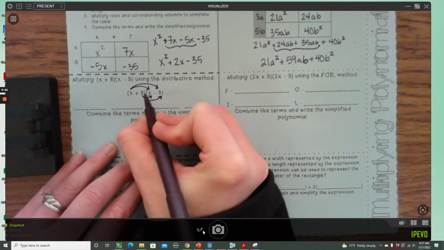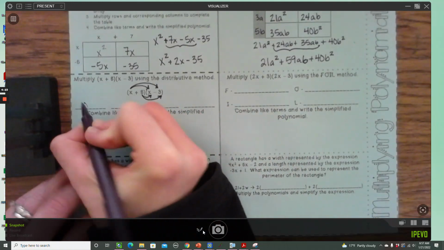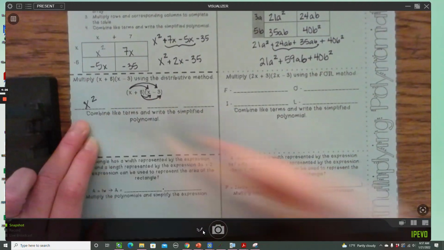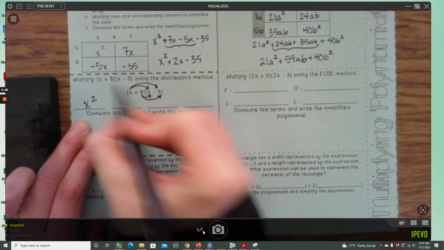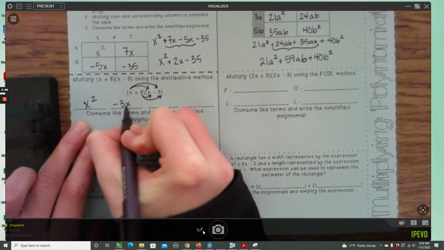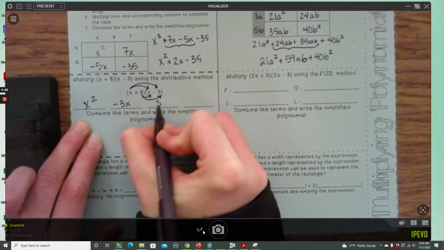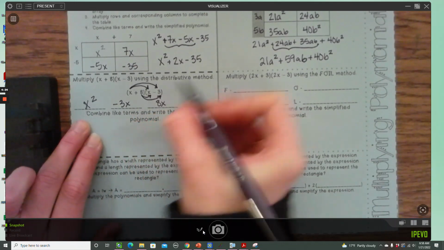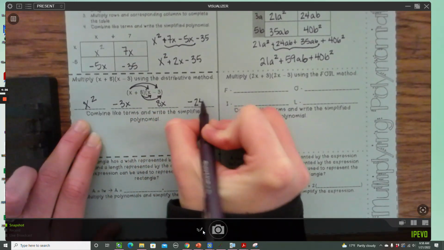So if I do x times x, I have x squared. X times a negative 3 is a negative 3x. 8 times an x is an 8x. 8 times a negative 3 is a negative 24.